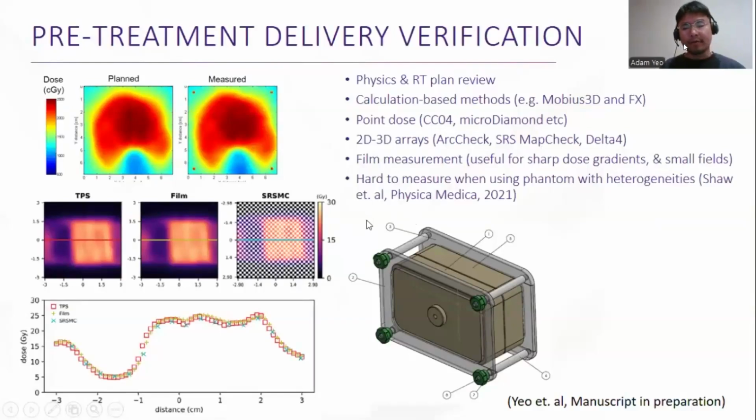And for our routine patient-specific QA, it's hard to measure when using heterogeneous material. So we developed this solid water phantom. We can measure any 3D planes. We compared with the SRS MapCHECK, for the film insert, which has four pinpricks that incorporate the IGRT procedure.